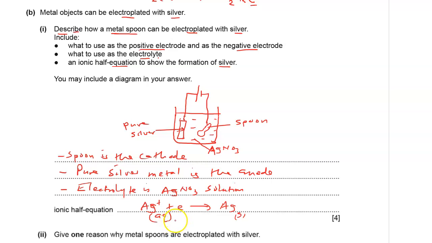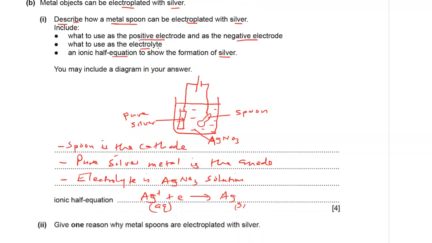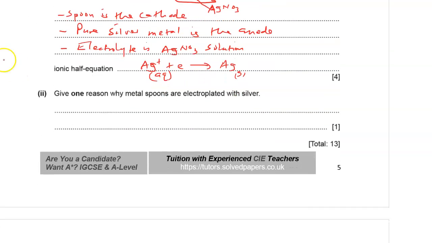That is the half equation. Of course, the other half equation is that the coating will happen on the silver spoon, right there. Okay. Give one reason why metal spoons are electroplated with silver.